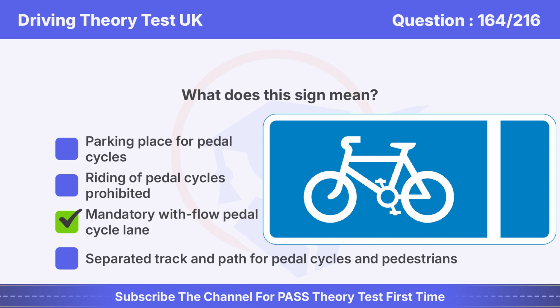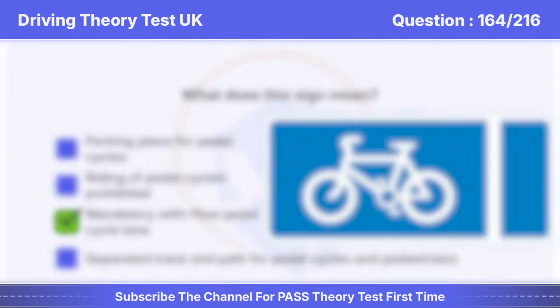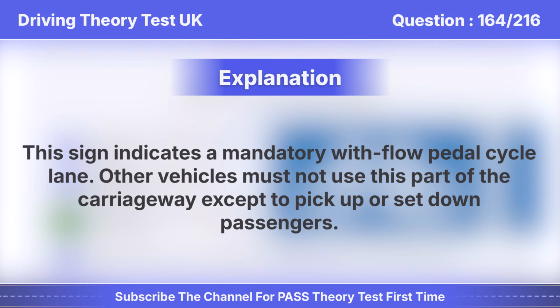Answer is C. Mandatory with flow pedal cycle lane. This sign indicates a mandatory with flow pedal cycle lane. Other vehicles must not use this part of the carriageway except to pick up or set down passengers.